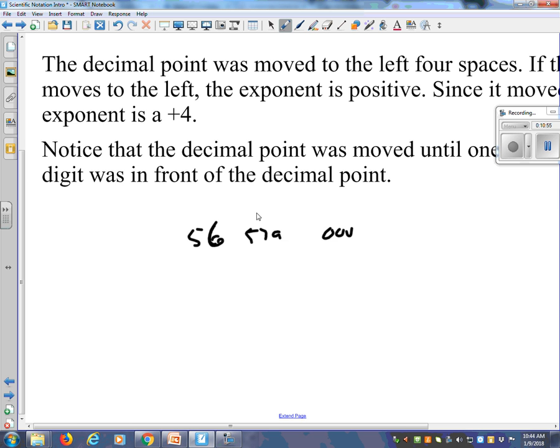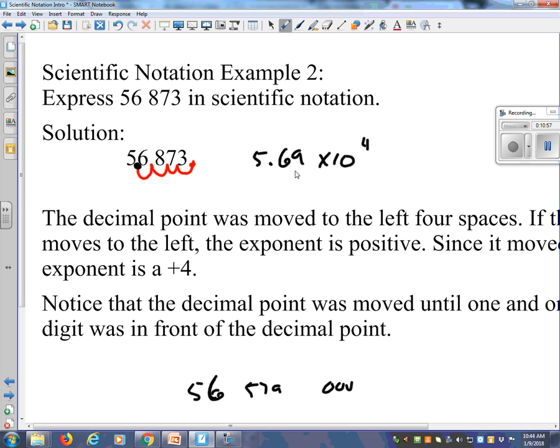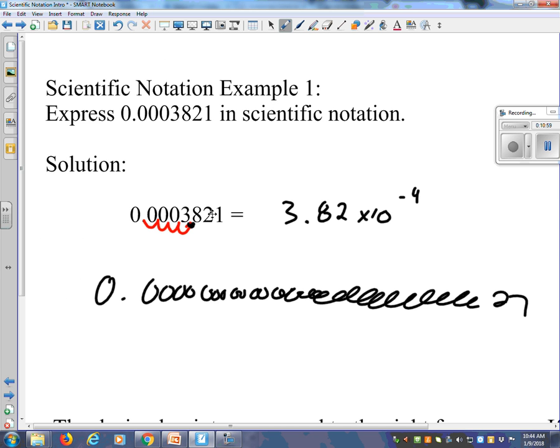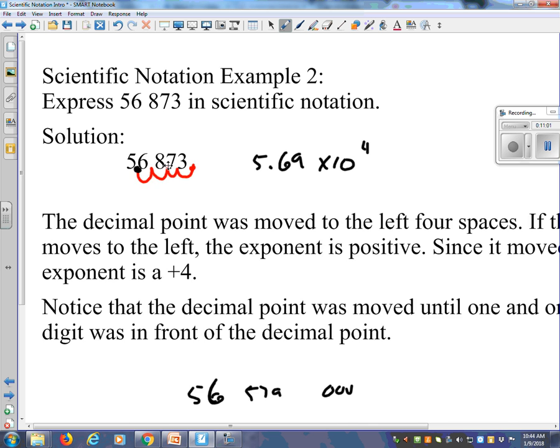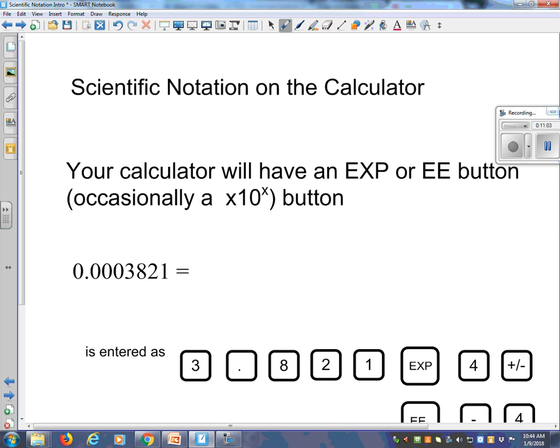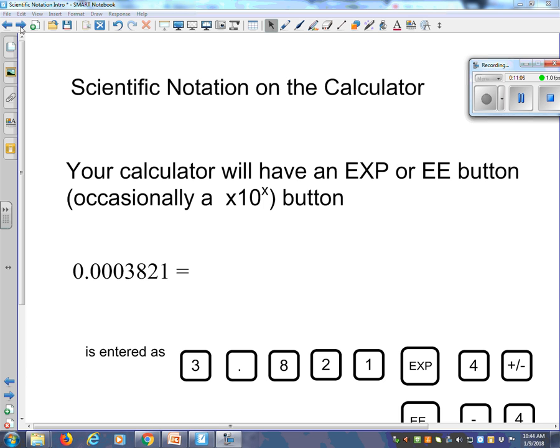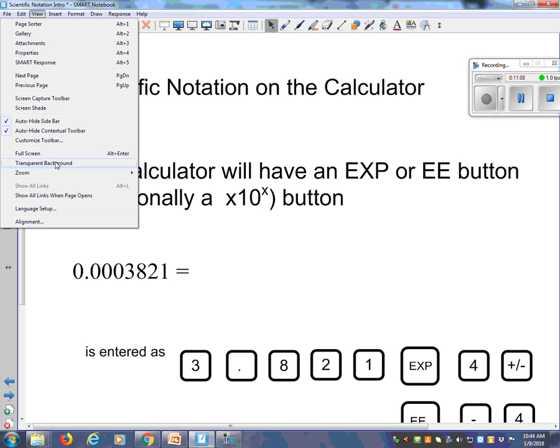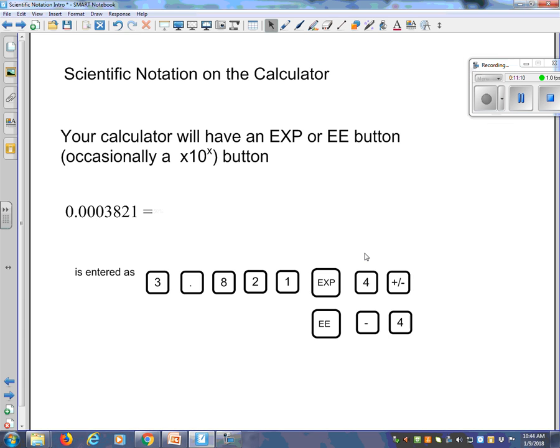Okay, so we did one where it's really big and positive, and we did one that's really small, that's negative. There's way more to it than that, because you're going to have to actually do it on your calculator. Now, here's where I get into fights with kids because they think they know how to do it. I'm begging you, please do it my way. It's going to solve a lot of problems.